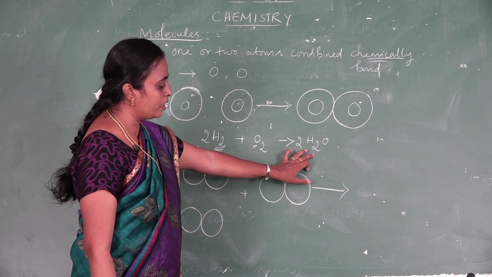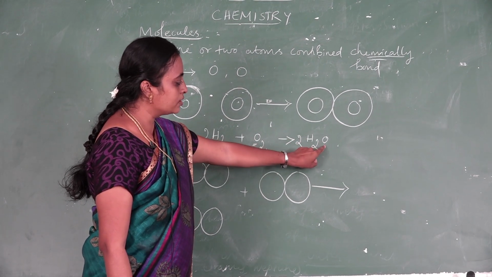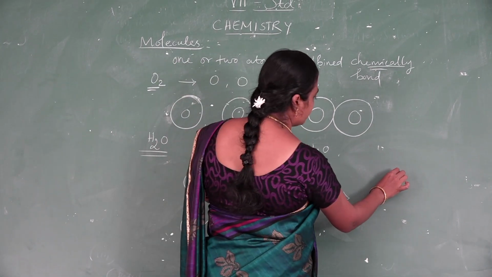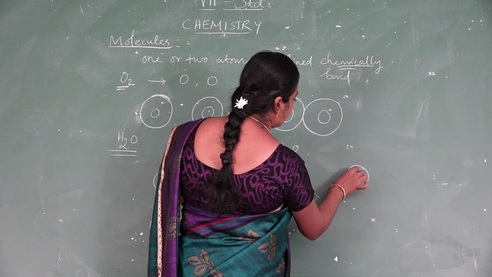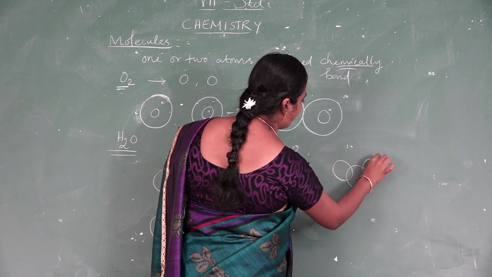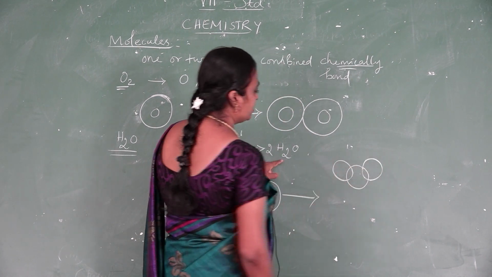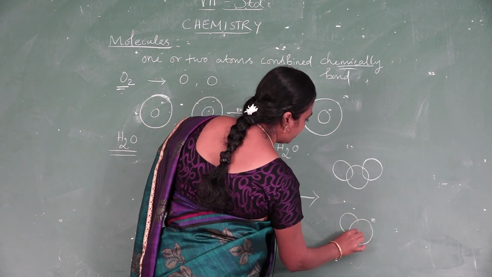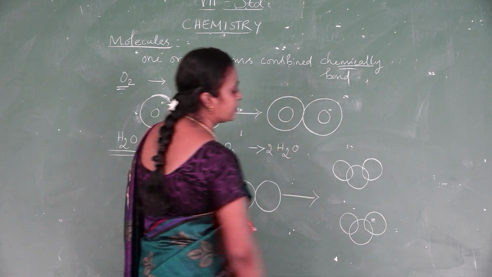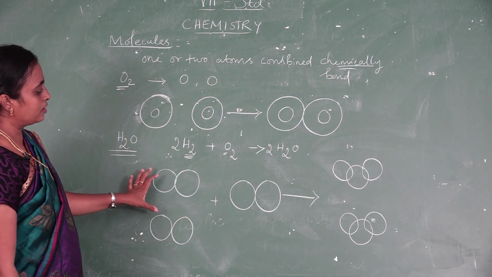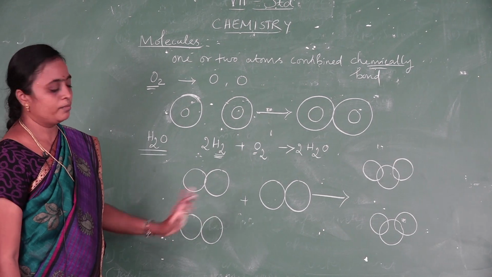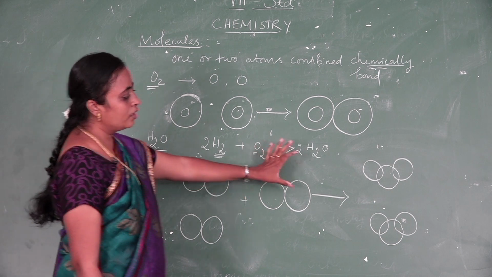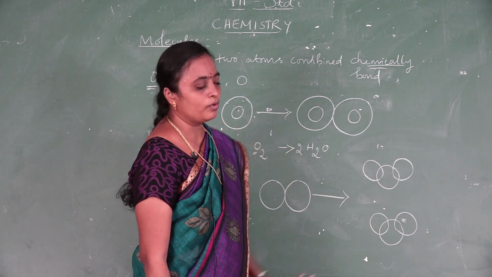2H2O. So in the water molecule, I can show the oxygen is bonded with the two hydrogen atoms. So I can take this is the oxygen and this should be bonded with the two hydrogen. This is one water molecule and the second one, this is oxygen and with the two hydrogen. So this is how the molecule is formed. That is two molecules of hydrogen, here one molecule of oxygen, you will get two molecules of water.